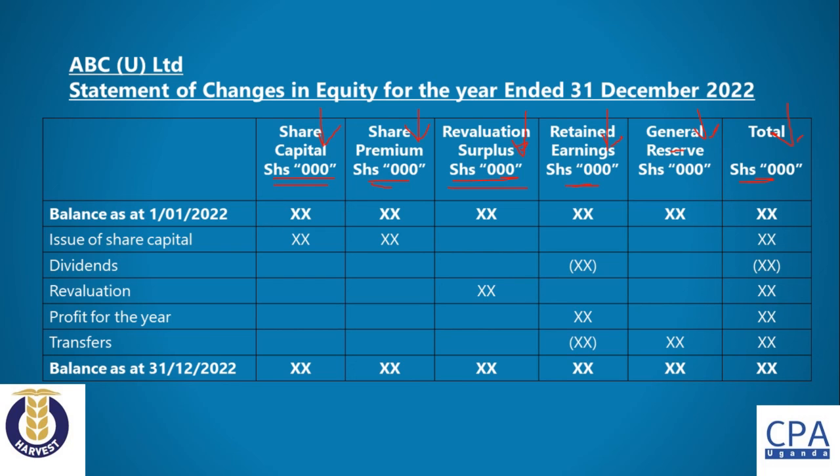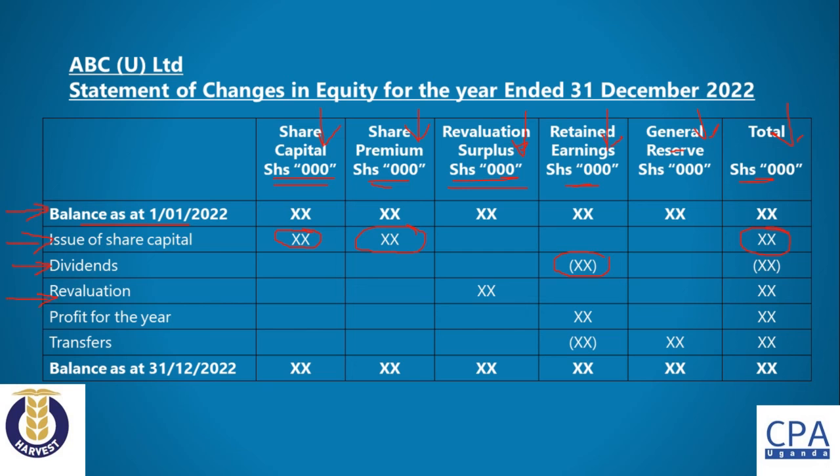Now, like any other element of the statement of financial position, you need to have a balance. So for all these accounts, you need to indicate the balance as at the beginning of the financial year. So I've put the balances here. Then you need to recognize the issue of shares, which is going to be recognized under share capital and share premium if the issue has been made over and above the face value, which we have said is the par value. Then we shall recognize the dividends paid, and these are going to be paid out of the retained earnings, and that's why you see this XX is in brackets.